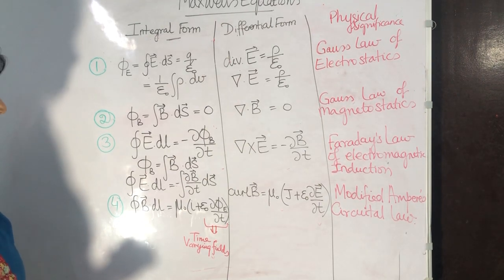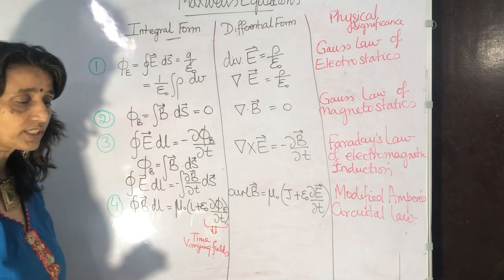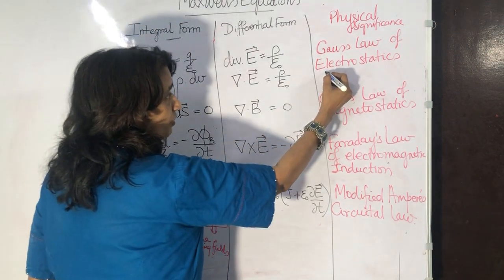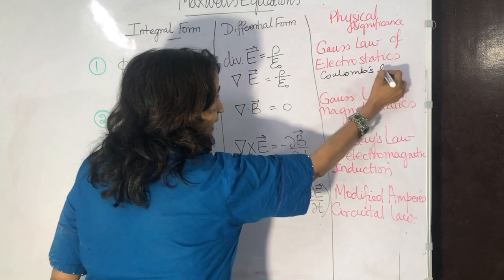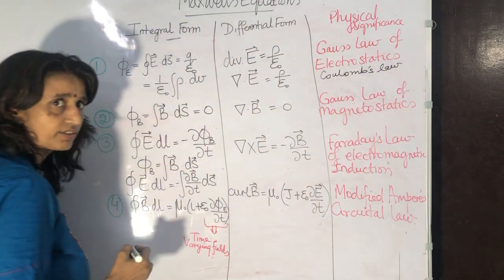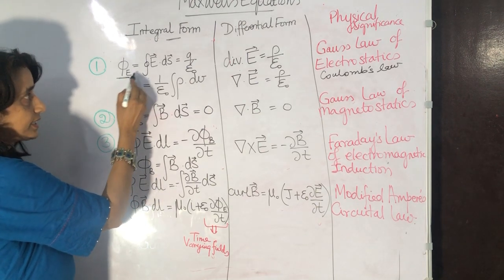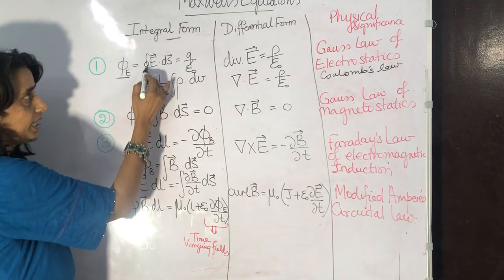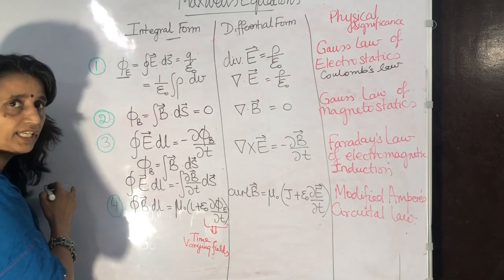tell. The first law is the Gauss law of electrostatics, or it can straight away be derived from Coulomb's law also, and it is concerning charges. So the electric flux is equal to E dot A. In integral form I have written it as E dot ds is equal to Q upon epsilon naught.